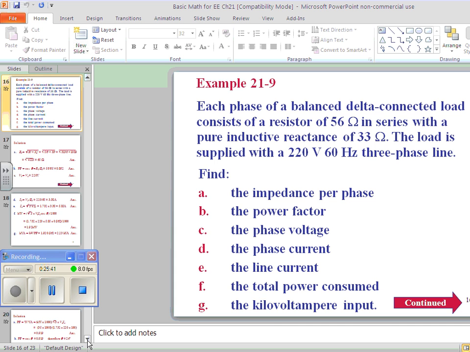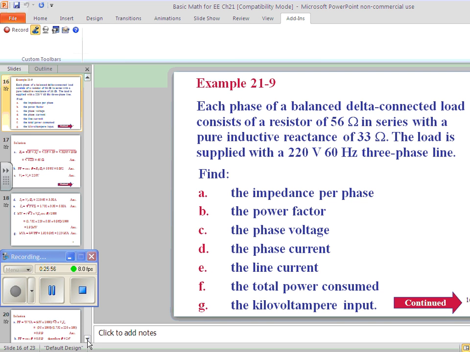Delta connected load consists of 56 ohms in series. And I don't like the next slide. So what I'm going to do is we're going to get creative and see how this works out. And see what happens next. Okay, so everybody okay with that so far?